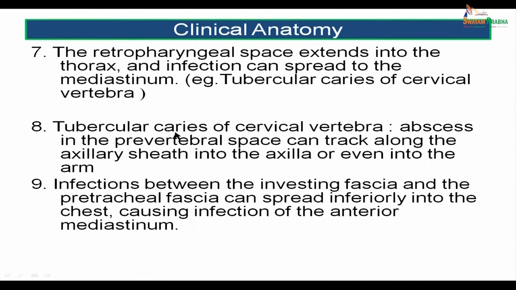Then the same infection, tubercular caries of the cervical vertebra, can cause an abscess in the prevertebral space, and it can track along a different path, that is along the axillary sheath, and it can reach into the axilla or into the arm. Then infections between the investing fascia and the pretracheal fascia can spread inferiorly into the chest and cause infection of the anterior mediastinum. So, now we understand that the deep cervical fascia has many clinical implications.